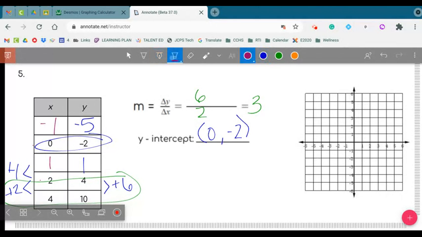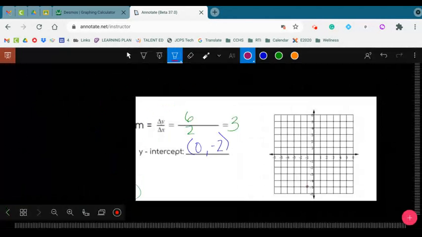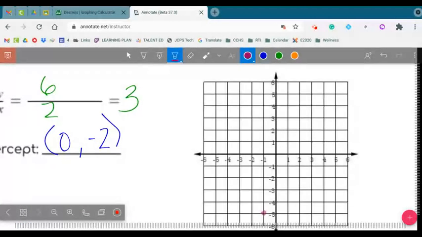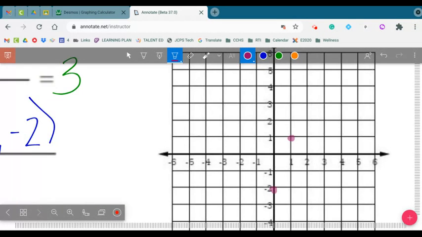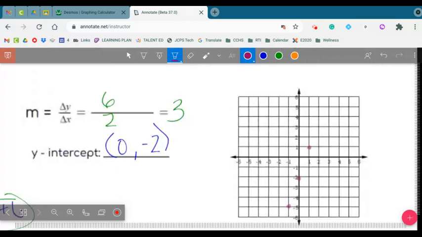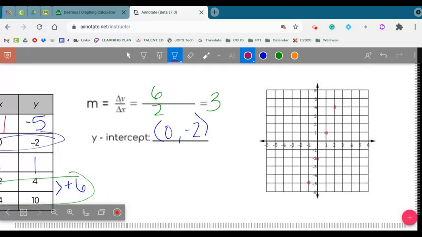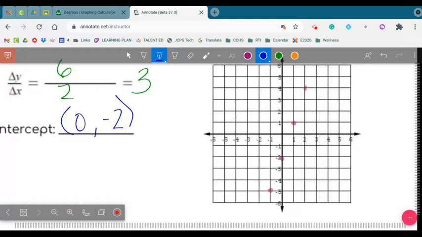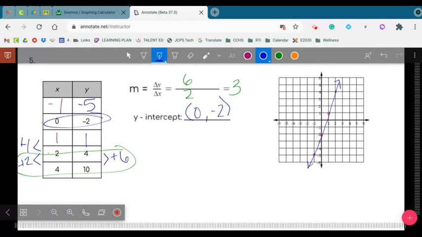Okay, let's graph these points. Negative 1, negative 5. 0, negative 2. 1, 1. 2, 4. And then 4, 10, we're not going to be able to get on our graph, so we're just not going to graph that one. Because normally if you guys have at least 3 points on your graph, I will be okay with it. That goes straight up. Okay, that was our last example, so you guys can get started on your homework.